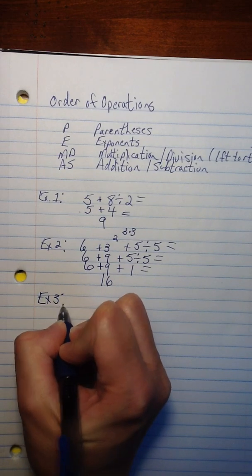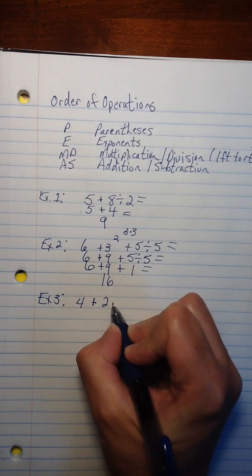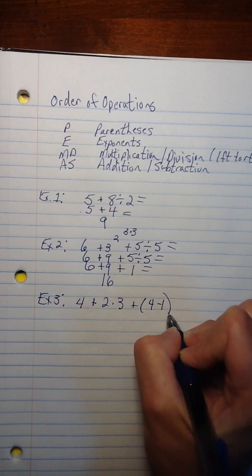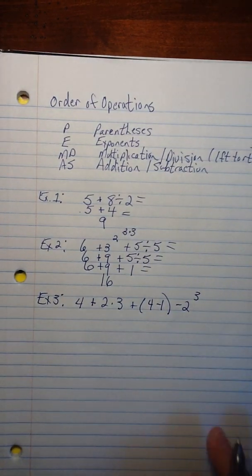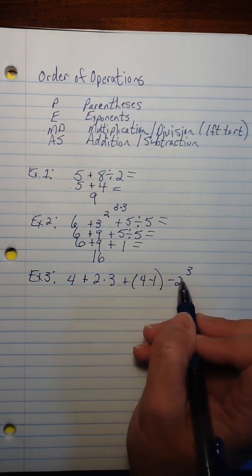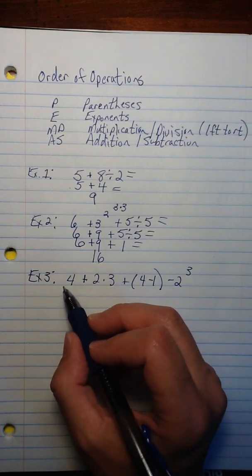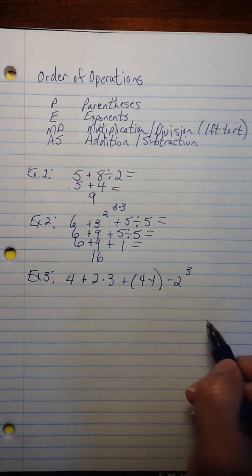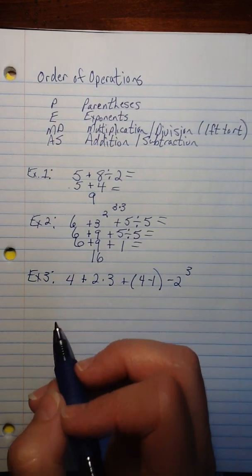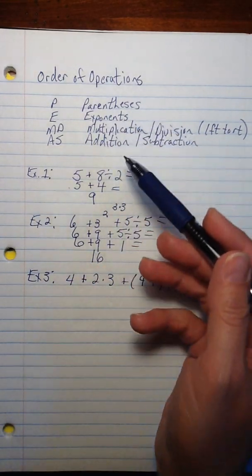A third example. This time I'm going to add parentheses too. So let's say I have 4 plus 2 times 3 plus 4 minus 1 minus 2 to the 3rd power. Okay, so parentheses, exponents, multiplication, no division, addition. Not going to do what I want to do and just work left to right because mathematicians decided we needed something a little more uniform among people solving problems. So we follow this order.